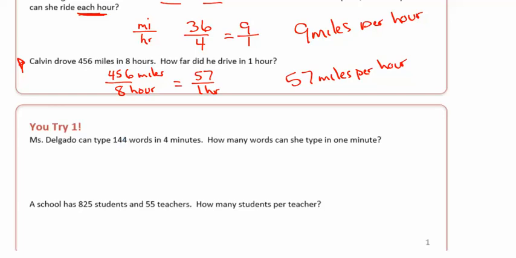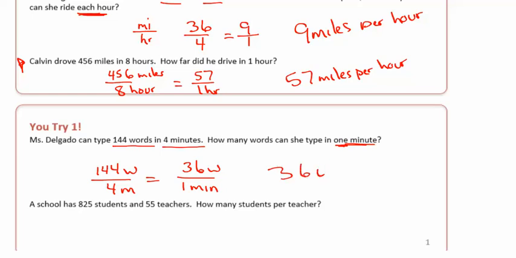Miss Delgado can type 144 words in 4 minutes, so I know I'm looking at words and minutes. How many words can she type in 1 minute? So that means minutes has to be on bottom. So 144 words in 4 minutes. But I want to know how many she can type in 1 minute. So 144 divided by 4. She can type 36 words per minute. That is a lot more than me.